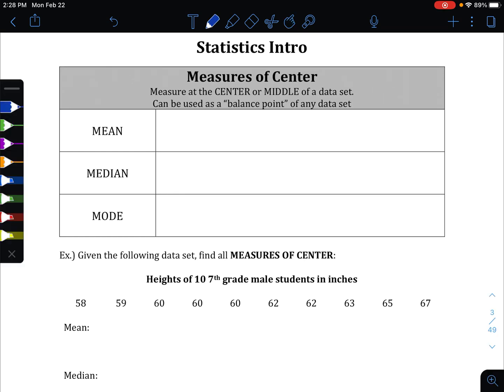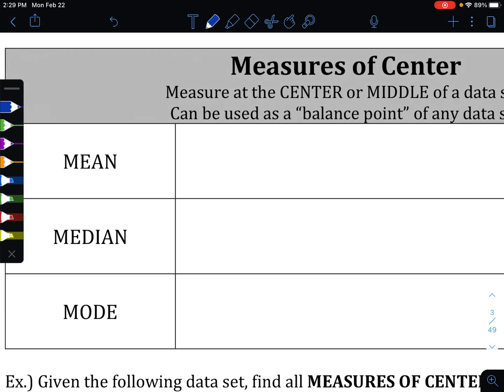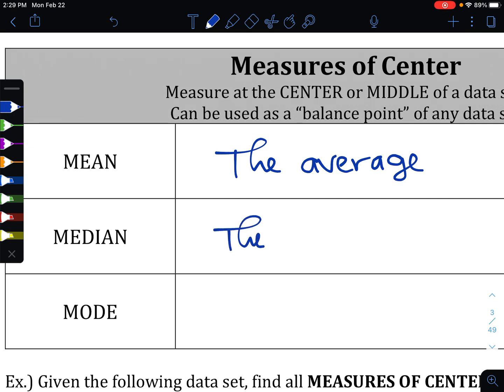So this is on page 3. You can fill this in with me. The mean, again, is the average. It's just a fancy name for finding an average. Add everything up and divide by how many you have. The median is the middle. So this is the middle value. This only can be found when the numbers are in order. You can't find the middle if they're out of order. So first you have to sort the numbers and then put them in order to find the median.